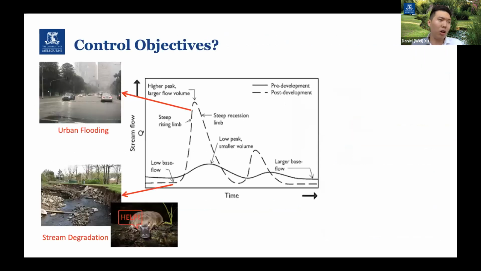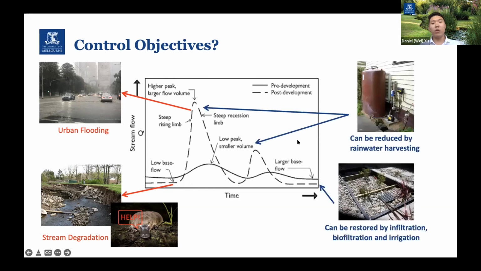So if we talk about control, you definitely want to think about what the objectives for that control are. For our work, urban flooding is, of course, one of the major objectives. But more importantly, the change to urban streams is not limited to the peak flow, which leads to urban flooding, but also the loss of base flow, which essentially leads to stream degradation. So what we want to do with this control is have multiple objectives that help restore the entire flow regime in our urban environment and have a better environmental outcome.